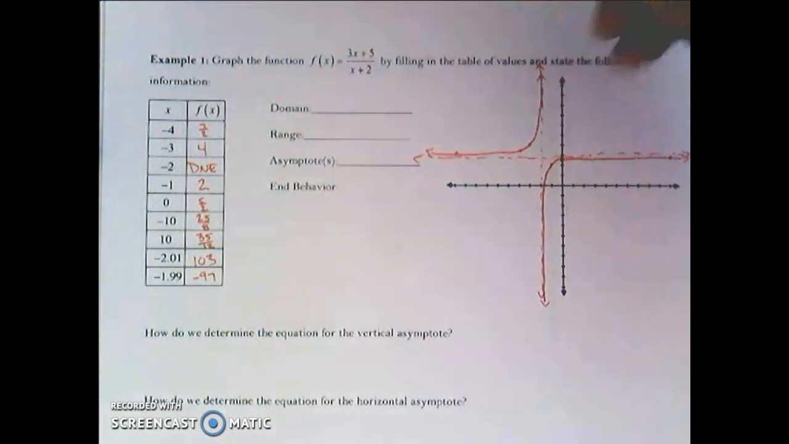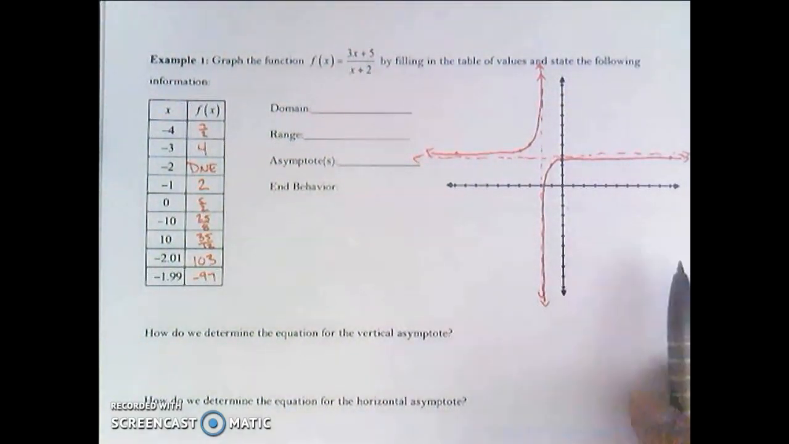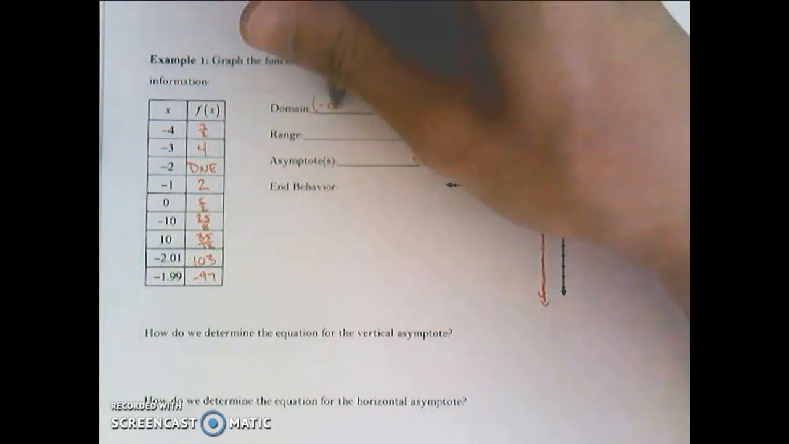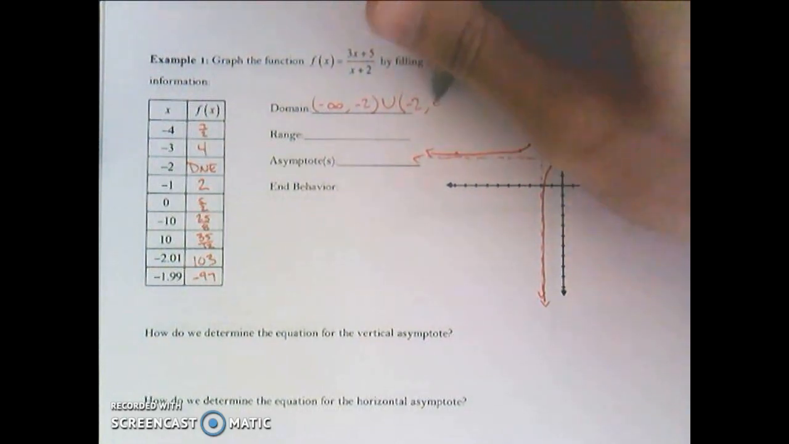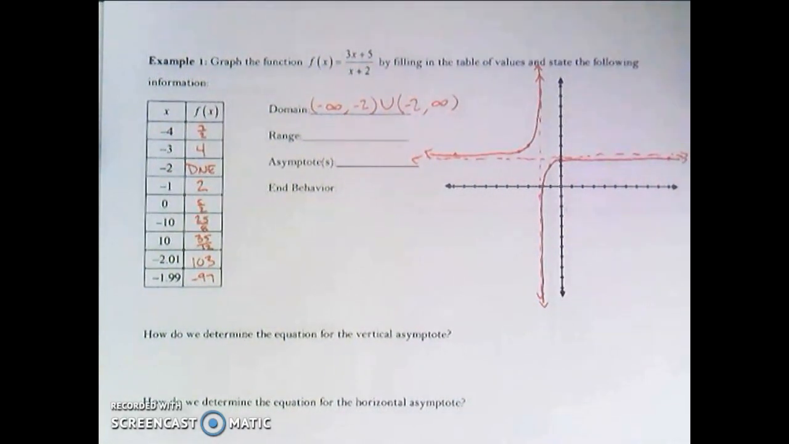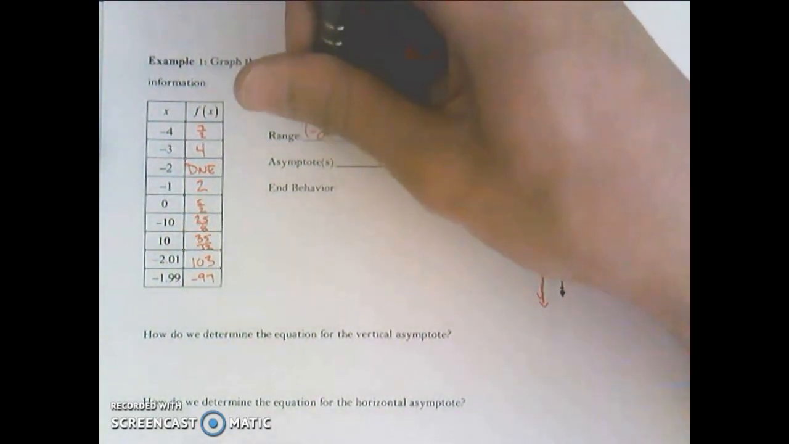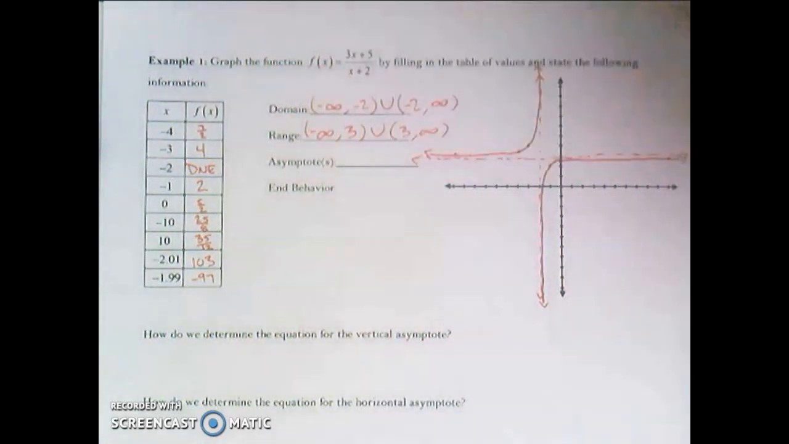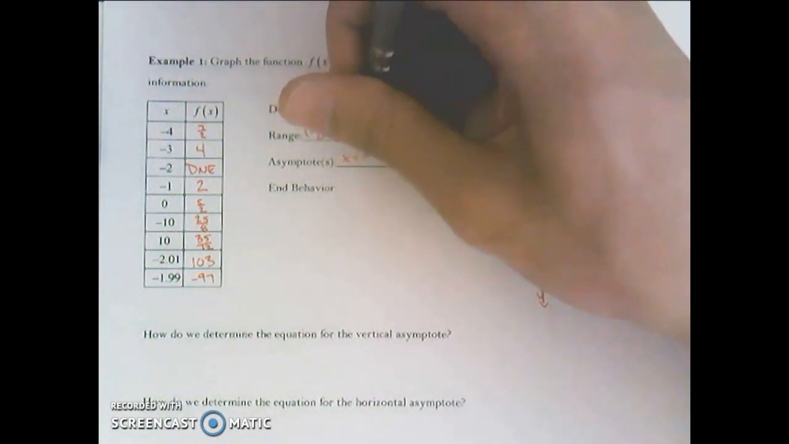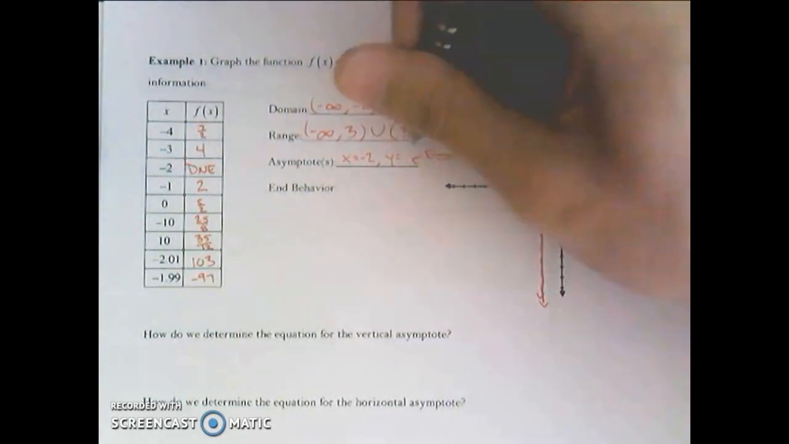Our domain, so for what x values can we plug in? We can plug in anything we want except for negative 2. So we can go from negative infinity to negative 2, and then from negative 2 to infinity. For our y values, what don't we hit? Well, we hit everything except for y equals 3. So we go from negative infinity to 3, and 3 to infinity. Our asymptotes we talked about: we've got our vertical asymptote at x equals negative 2, and our horizontal asymptote at y equals 3.